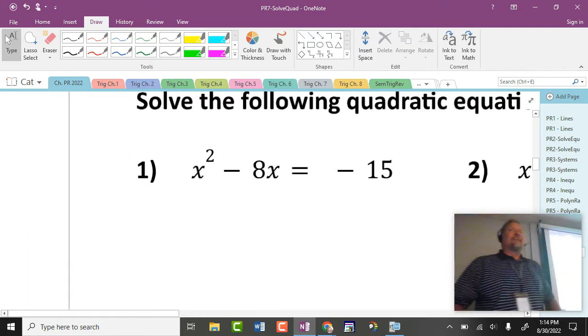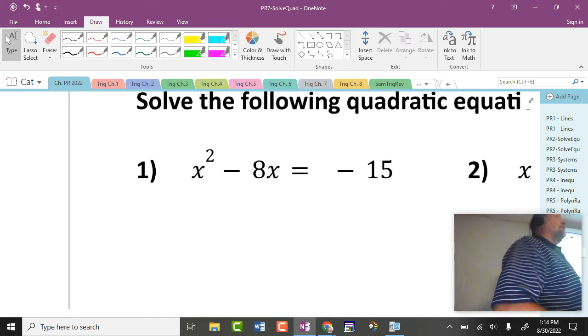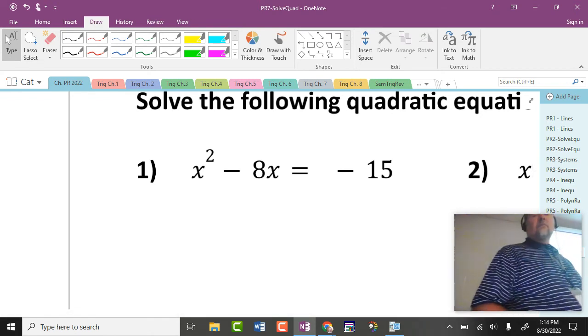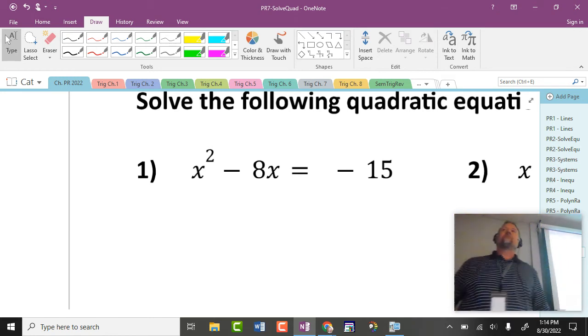Okay, so what do you think we should do with this first? This one just says solve the quadratic. What do you think I should do with this first?